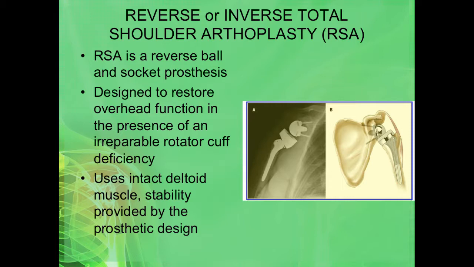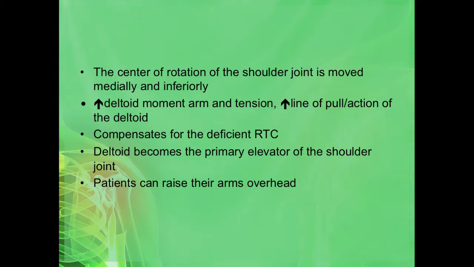Okay, so this procedure uses an intact deltoid muscle, and the stability of this joint is provided more so from the design of the prosthesis. In this procedure, the center of rotation of the shoulder joint is moved slightly medial and inferior. So this allows an increased deltoid moment arm, and it increases the line of pull and action of the deltoid. So this deltoid now compensates for a deficient rotator cuff. It becomes the primary elevator of the shoulder joint.